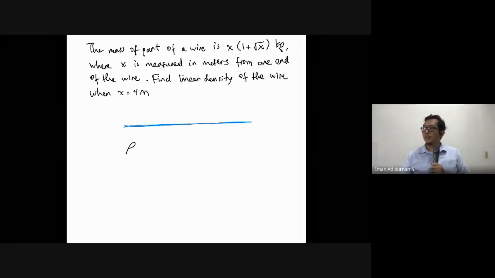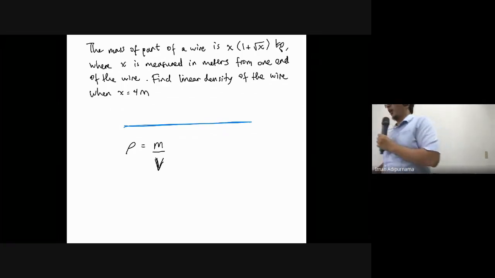Basically, the regular density is what? Mass over volume, right? But how do we get the idea of mass and volume, especially when you have the function in kilograms? Here's the thing.